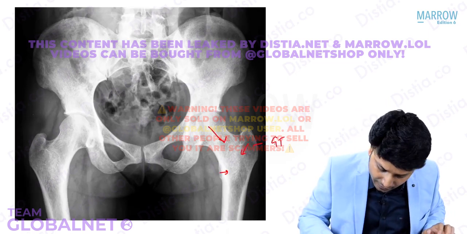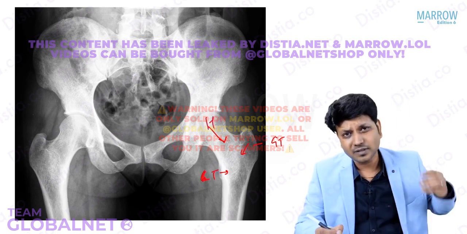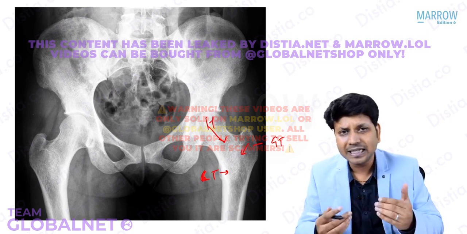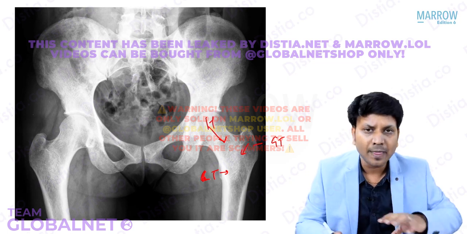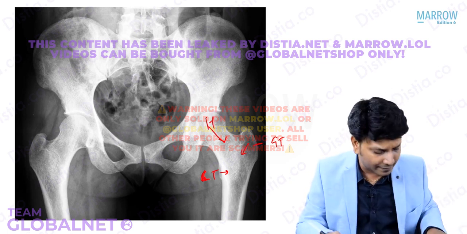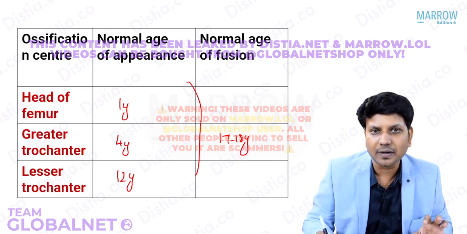Right? This is greater trochanter. This is lesser trochanter. And this is head. Head will appear. It will fuse with the shaft. Greater trochanter will appear. It will fuse with the shaft. Lesser trochanter will appear. That will fuse with the shaft. But all this fusion happens around 17 to 18 years. Right? So this is the point that you have to remember.